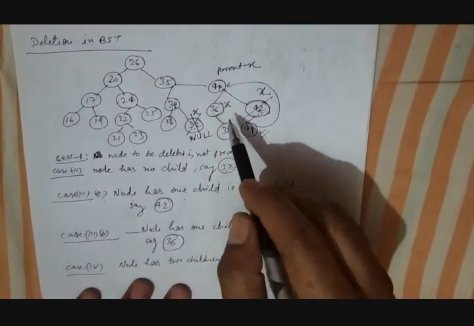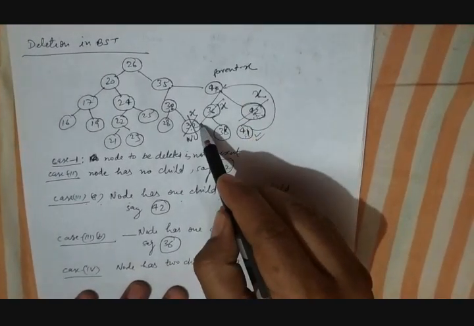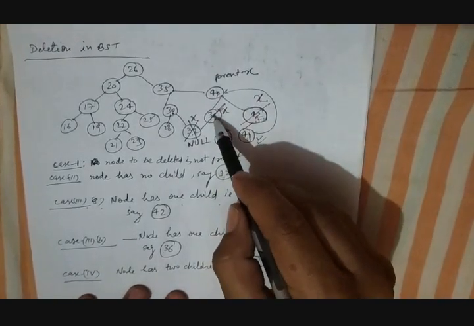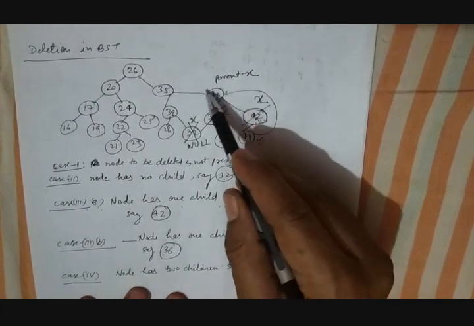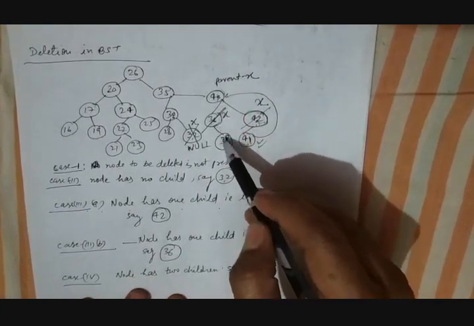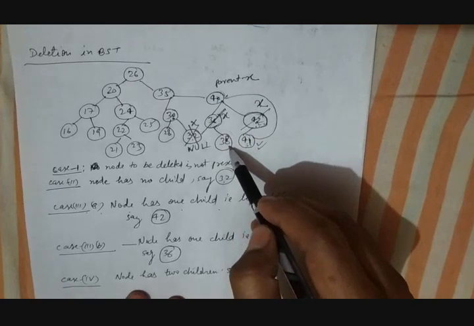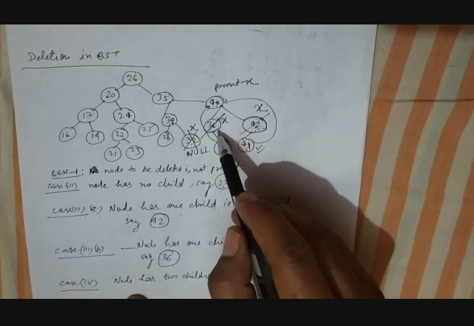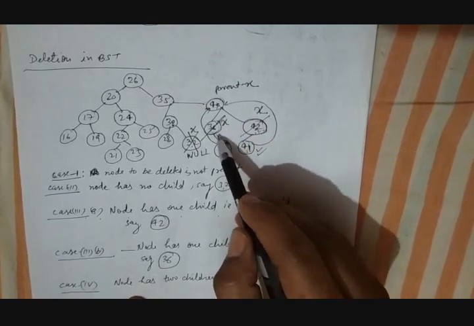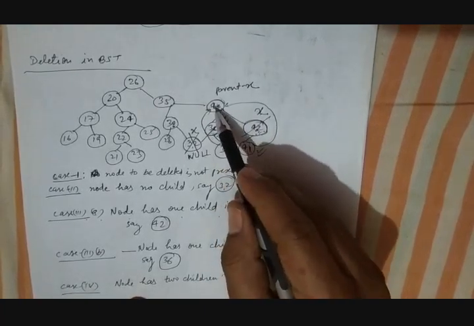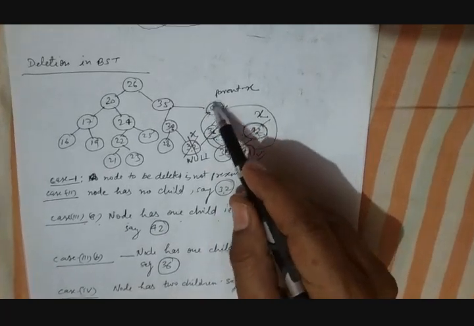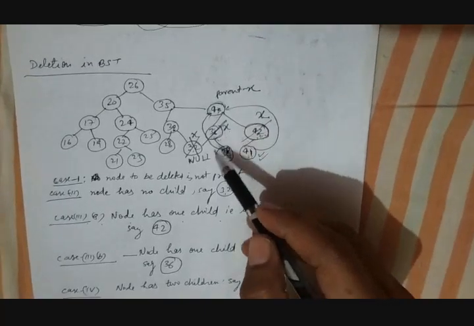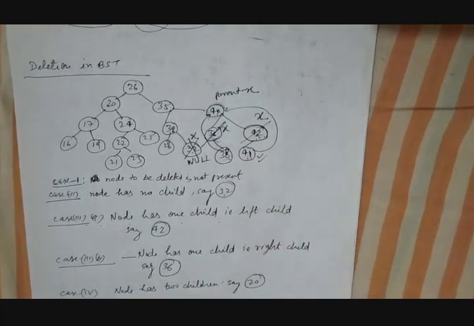So what will we do here? We will simply delete X by calling the free of X function. And just see here, since X is the left child of its parent node, its right child, meaning 38, will become the left child of its parent node. Just see here, we will call the free function for X, and the right child of X will become the left child of X's parent. X's parent is 40. So this is how the third B case is completed.